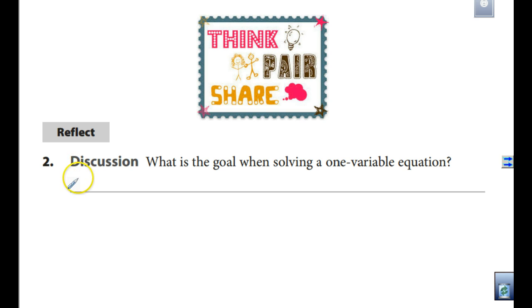In general, yes. The goal is to find the value. Now, the goal is to find the value of x. And if you want to say the variable, it's not always x. So the goal is to find, and you can use different words. You can say solve for instead of find. You write the goal, find the value of x.